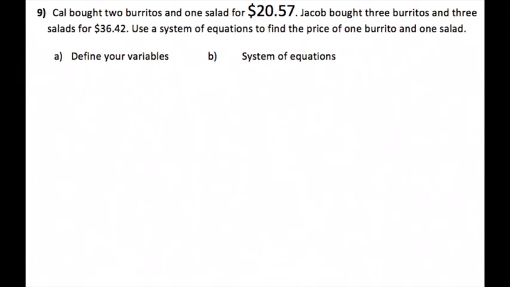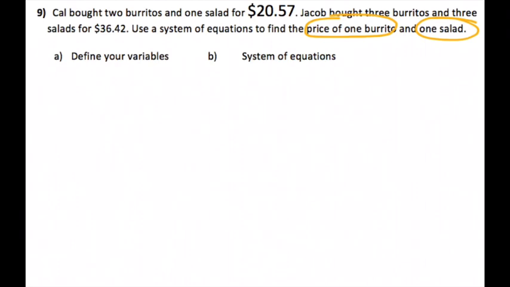Okay, on our last page, number 9, we have that Cal bought 2 burritos and 1 salad for $20.57. Jacob bought 3 burritos and 3 salads for $36.42. Use a system of equations to find the price of 1 burrito and 1 salad. So, first of all, our unknowns. We're trying to find the price of 1 burrito and the price of 1 salad.